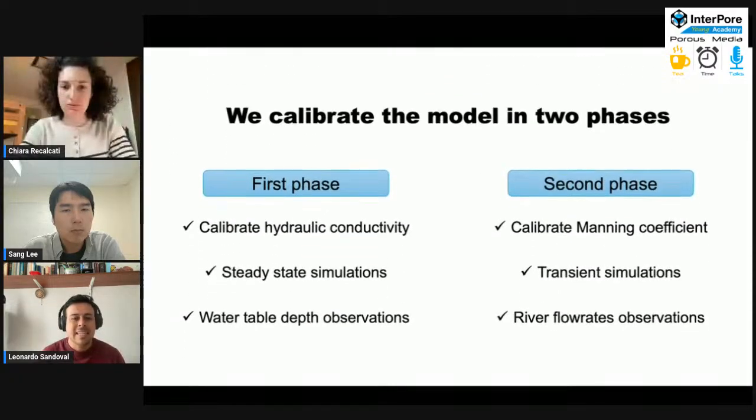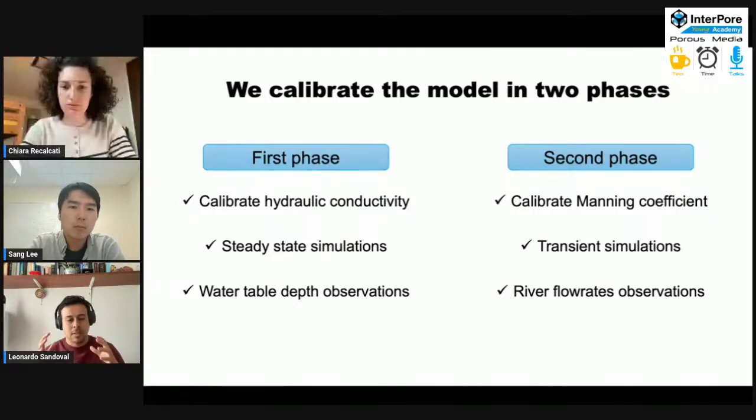We decided to divide this calibration in 2 phases. In the first phase, we are going to calibrate hydraulic conductivity parameters on the base of steady-state simulations using water table depth observations. And in the second phase, we are going to calibrate Manning coefficients using transient simulations and river flow rate observations. The only reason for separating this process in 2 phases is because running steady-state simulations has a lower computational cost, meaning that we can reduce the total computational burden of our calibration. And also, hydraulic conductivity is a parameter that can be calibrated with the outputs of a steady-state simulation. This is something that is not happening for the Manning coefficient.